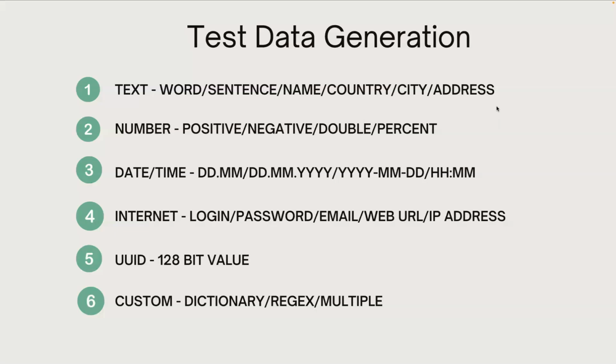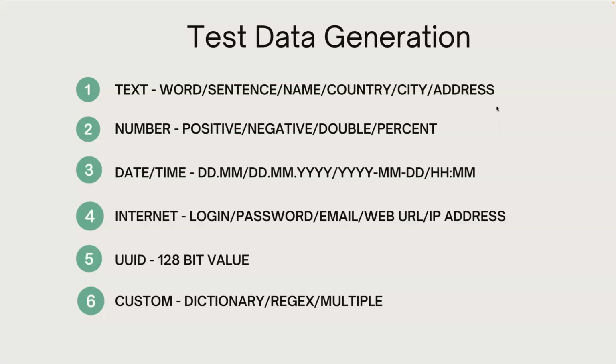The first one is text. This text involves a lot of different types of test data, which includes different words, sentences, names, country, cities, and addresses. There are a few others, but these are the major ones. Then we have the number test data. This could include positive numbers, negative numbers, double numbers, or even numbers in percentages.